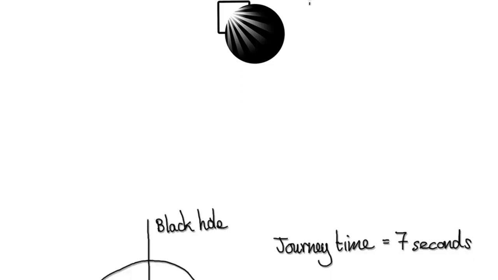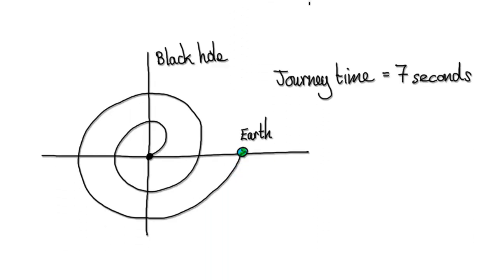In this video, we're going to use parametric equations to simulate Earth falling into a black hole. So one revolution is 2 pi. So this here would be 2 pi, and then this here would be 4 pi. And we're going to make the journey time, let's say, 7 seconds.